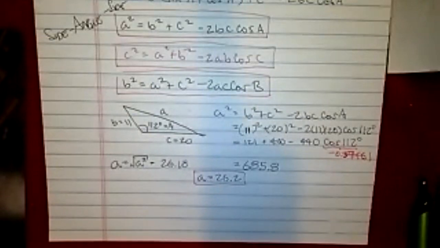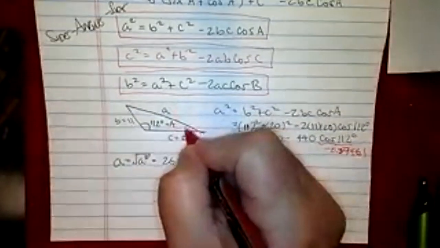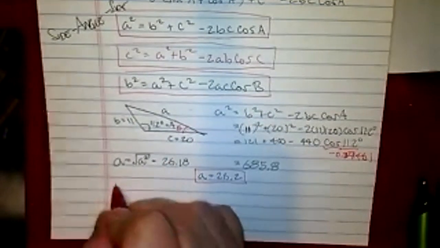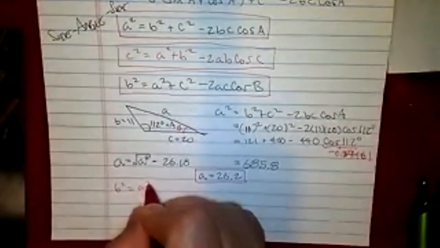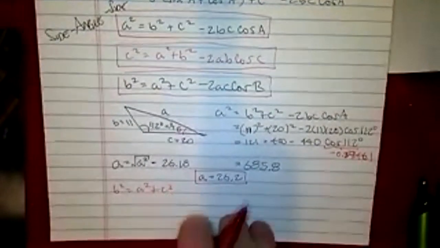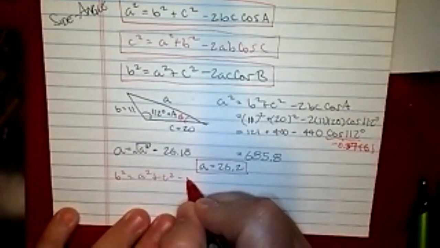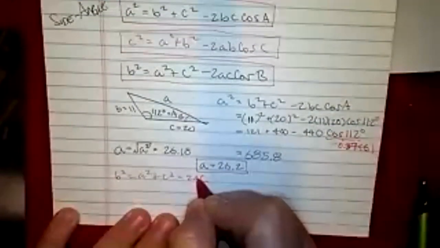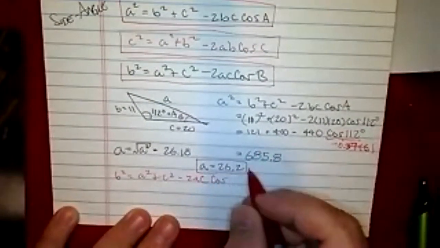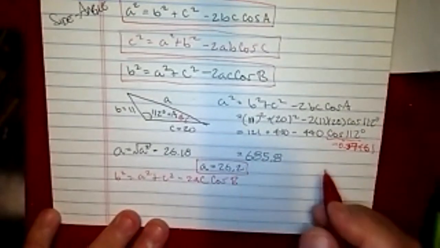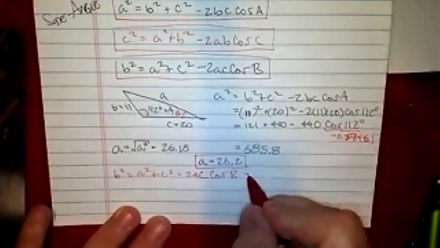So let's try that. Let's try to find out what angle B is. So that's angle B. I know that b squared is equal to a squared plus c squared minus 2AC times the cosine of B, and angle B is what we want to know. So I can solve all this.